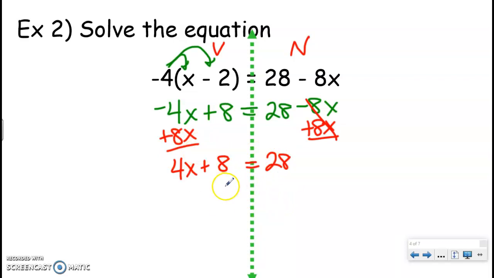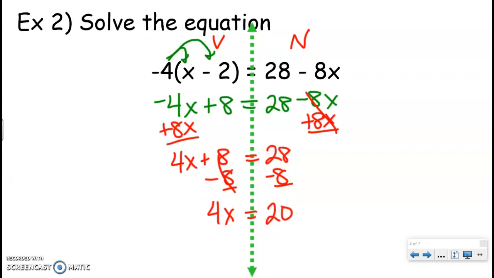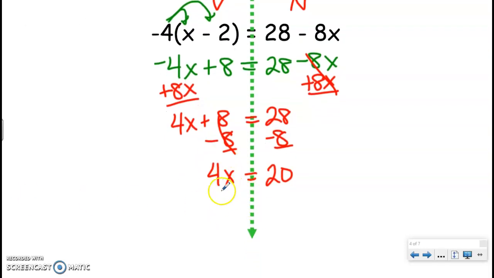We need to move all of our numbers over to the right side. So to get rid of a positive 8 or plus 8, we're going to subtract 8 from both sides. So those cancel. I'm left with 4x on the left side, and then 28 minus 8 on the right side is 20. Okay, again, we're going to keep going. To get rid of that 4, we're going to divide by 4 on both sides. So I'm left with x equals positive 5.